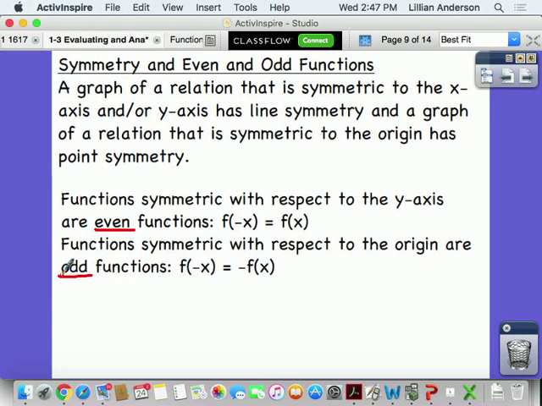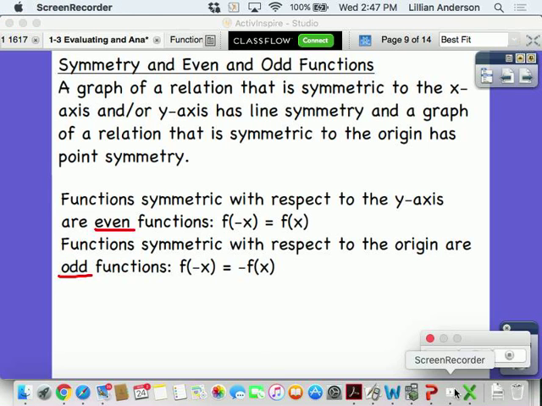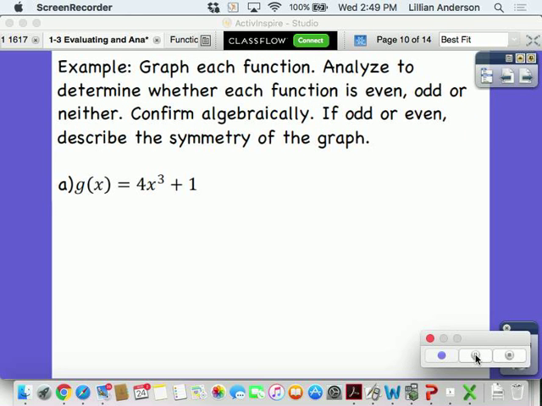And I actually would like everybody to grab the calculator. So if you have a calculator, pull it out or go grab one. All right, so what we're going to do is graph each one of these functions and then analyze whether it's even or odd by looking at the graph.